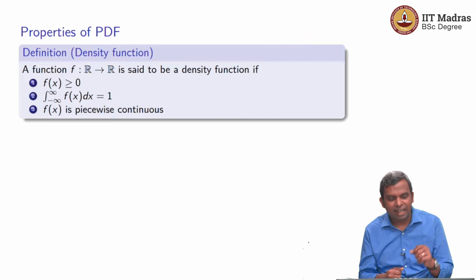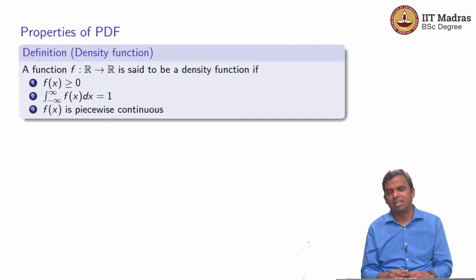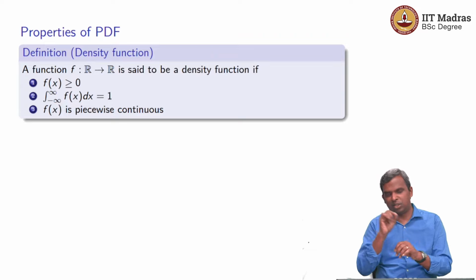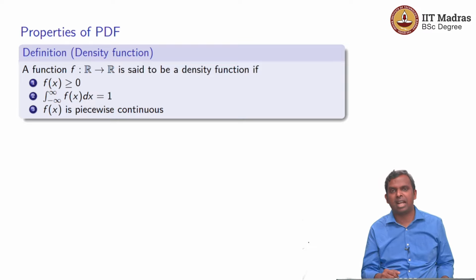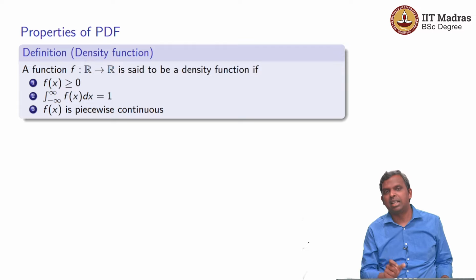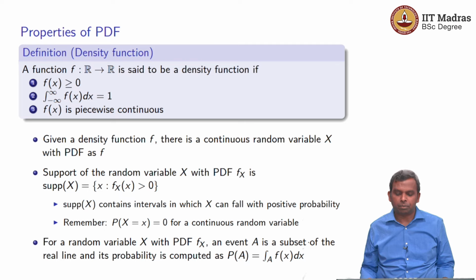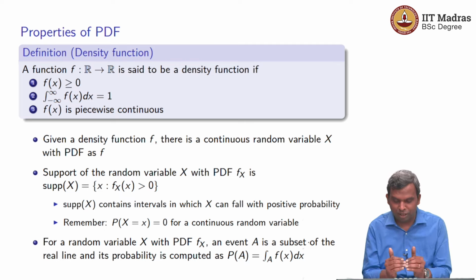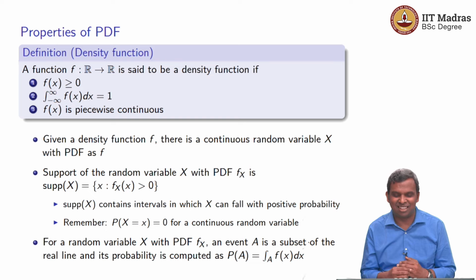And f of x has to be what's called piecewise continuous. It's sort of a technical property. In every interval, it has to be continuous. It can have jumps. A PDF can have jumps, but every piece of it has to be continuous. That's all. Here are more important properties. In fact, the last property is probably the most important, and let's come to that.